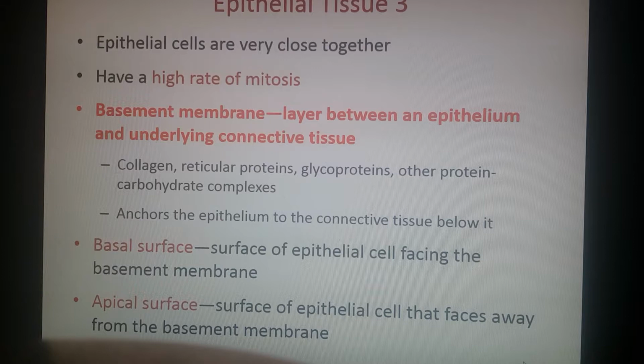So there's two surfaces of the cells in an epithelial tissue. Even if you have multiple layers, the side of the cell that is facing towards the basement membrane is the basal surface. The other side is the apical surface, facing away from the basement membrane.